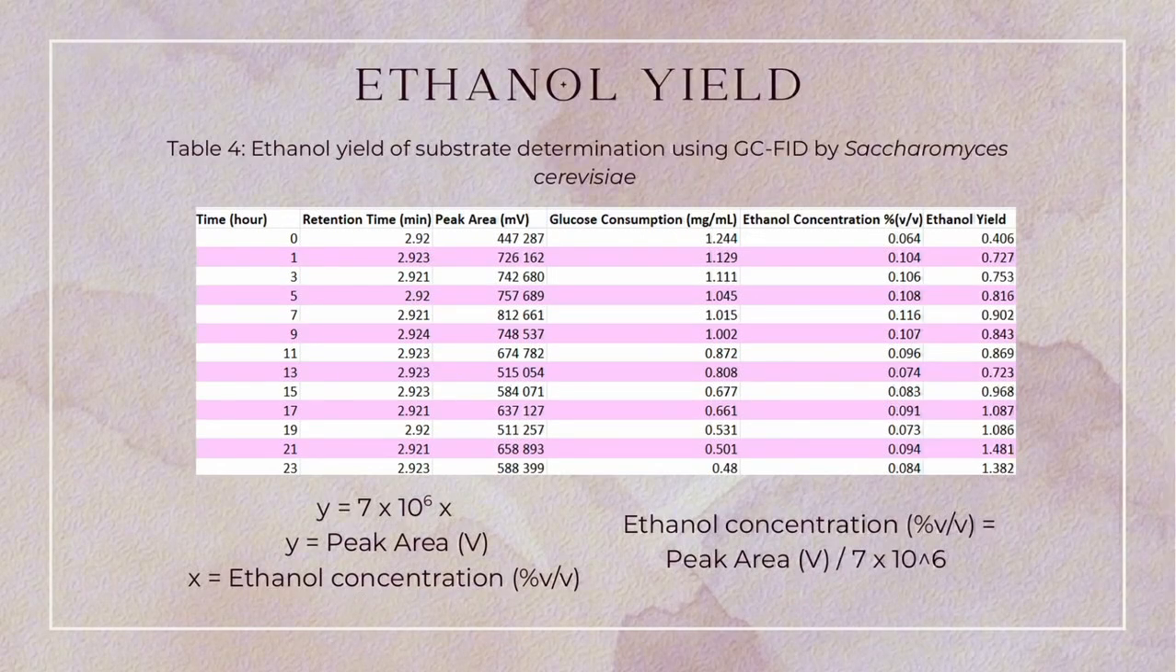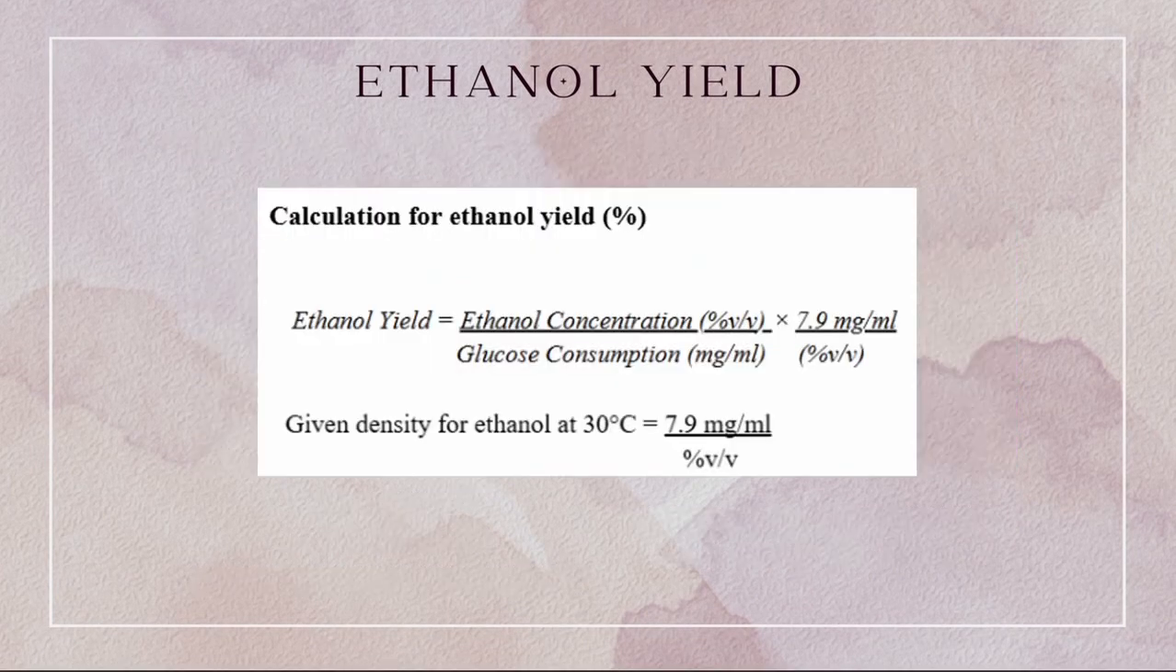Finally, we can calculate the ethanol yield using the formula: ethanol yield equals ethanol concentration, in volume percentage per volume, divided by the glucose consumption, milligram per mil, times 7.9 milligram per mil divided by the percentage of volume per volume. We choose 7.9 here because the density of ethanol at a standard 30 degrees Celsius is 7.9 milligram per mil, in percentage volume per volume.